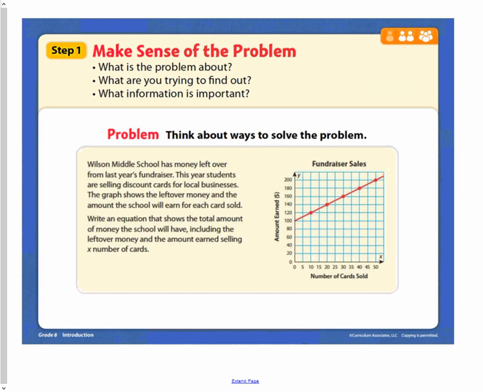I'd like you to read it through once, so if you want to pause it and just read it through, that'd be great, and then I'm going to read it through as well. It says, Wilson Middle School has money left over from last year's fundraiser. This year, students are selling discount cards for local businesses. The graph shows the leftover money and the amount the school will earn for each card sold. Write an equation that shows the total amount of money the school will have, including the leftover money and the amount earned selling x number of cards.